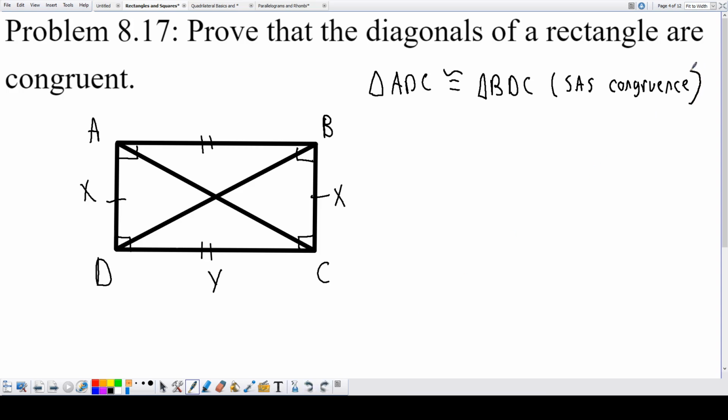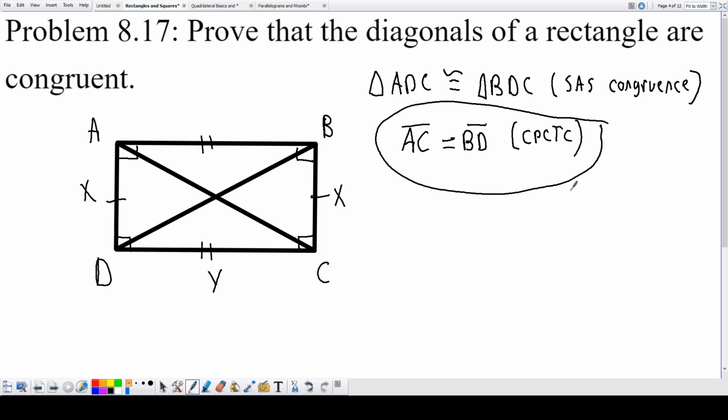Now, because this is true, the corresponding sides must be congruent. And we know that AC is the hypotenuse of ADC. Therefore, it's going to be congruent to the hypotenuse of BDC, which is BD. This is by CPCTC. And that is the entire proof.